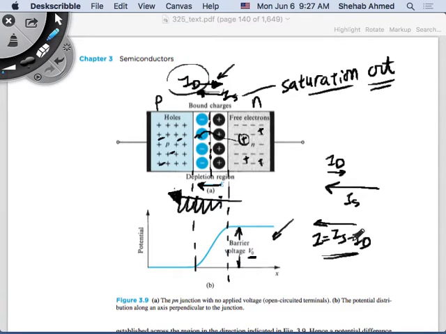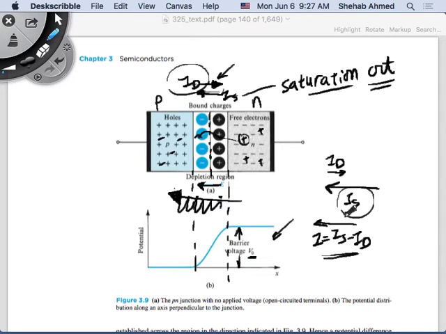How about in the opposite direction? But remember, IS is already a small value because it's due to the minority charge carriers, and it makes sense. In the reverse blocking condition of the diode, this is exactly what's happening. I don't want current to flow. I want the diode to block. So it's not going to be an open circuit, but something close to an open circuit.